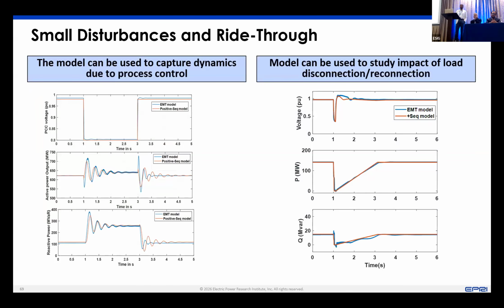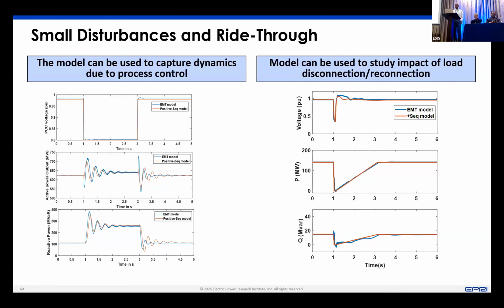So we did a bunch of tests. The first one was what we call small disturbances, so the small signal behavior of the models, and how they compare. You can see the blue and the orange curves, that's the EMT versus positive sequence. You see that there are some mismatches. We do expect that. Again, perfection is not what we were chasing. We want something that we can work with and make decisions.